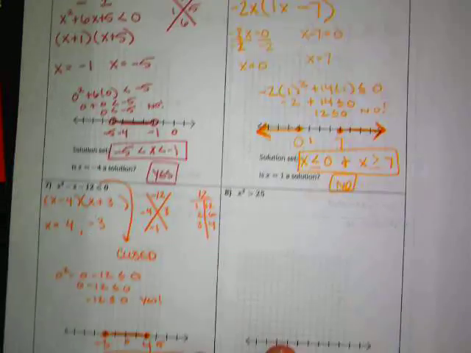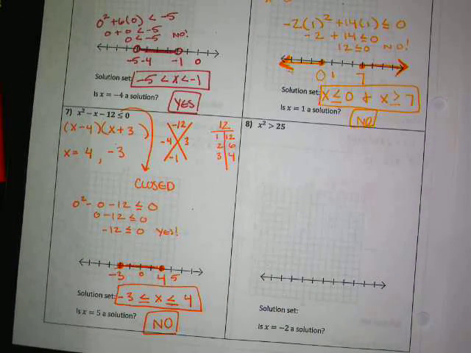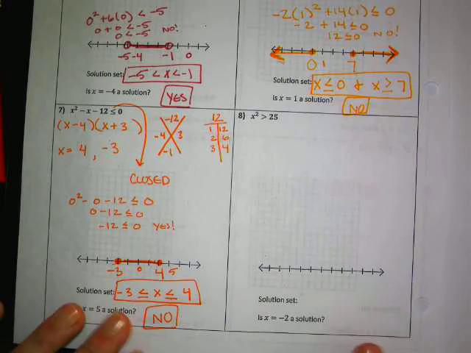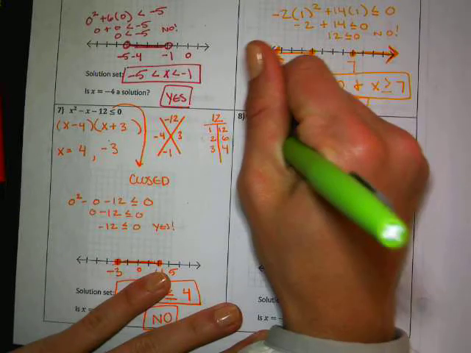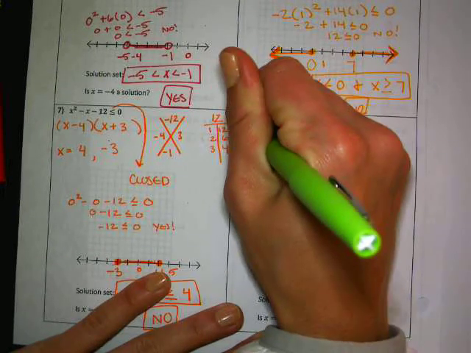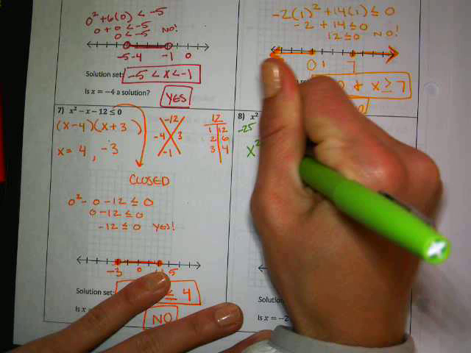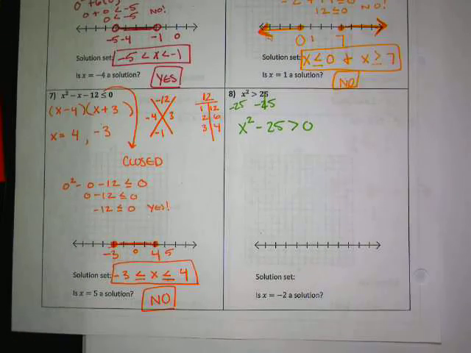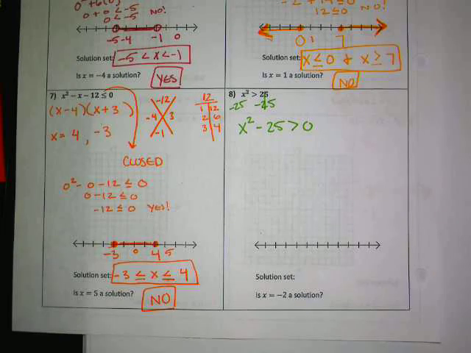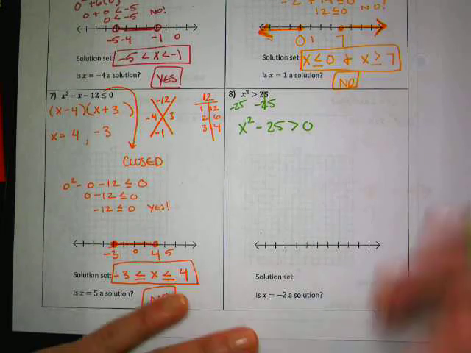All right, number 8. All right, what's the first step on number 8? Move the 25 to the other side. Move the 25. Very good, Daisy. X squared minus 25 is greater than 0. Okay, so now I want to factor this.